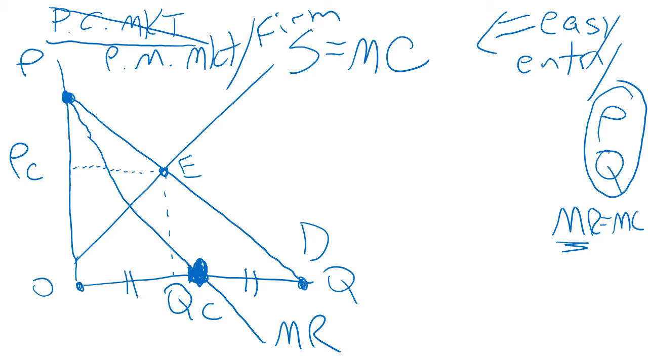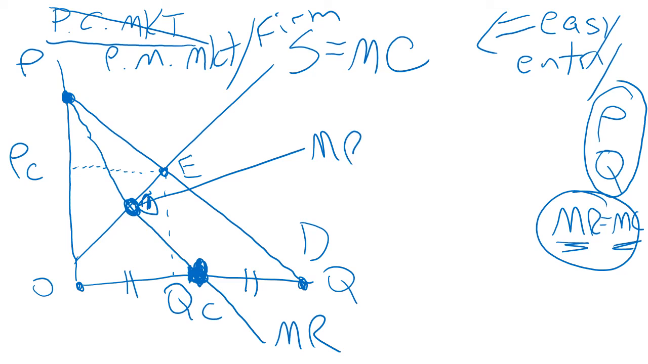Okay, so what we have now is the MR equals MC point, which is right here. That's the profit maximization, loss minimization point. Marginal revenue is equal to marginal cost. So that's going to tell us that our company, the pure monopoly company, is going to produce QM. So what's QM? Q for quantity and M for pure monopoly.